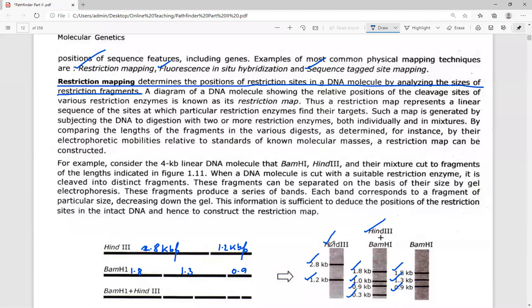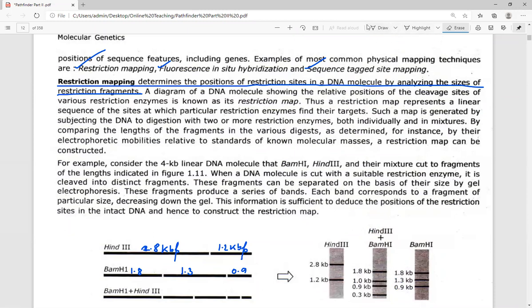And BamHI and HindIII. When you are going to cleave with BamHI and HindIII, then how many fragments will be produced? See, the 1.8 kilobase pair fragment is intact. This fragment remains intact. I am just labeling those two fragments. I have already completed this one. I am just comparing both of these.